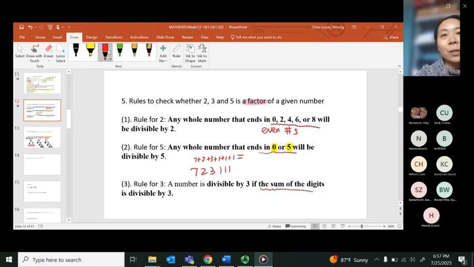Because addition is much easier to do. So I get 7 plus 2 is 9, 9 plus 3 is 12, 13, 14, 15. So I end up with 15. And then you check whether 3 goes into the sum. And apparently 3 goes into 15. If 3 goes into 15, then 3 goes into that big number there. So this is a quick way for you to check.